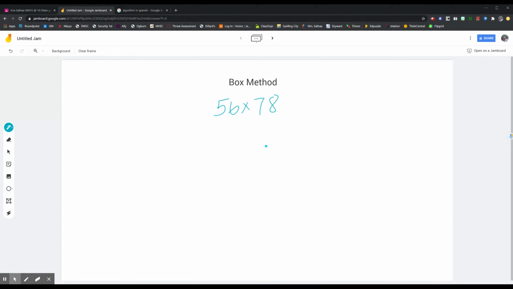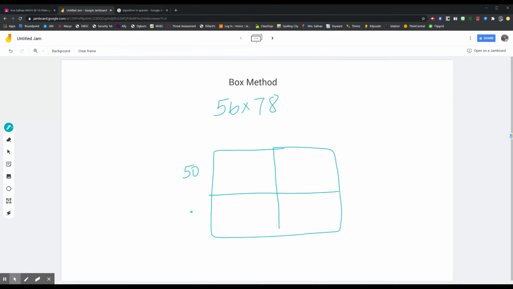In the box method, the first thing I'm going to do is make my box, separate it into 4 parts, and then I'm going to break apart my two numbers. So for 56, I would use 50 and 6 because 50 plus 6 is 56. For 78, I would use 70 and 8 because 70 plus 8 is 78.